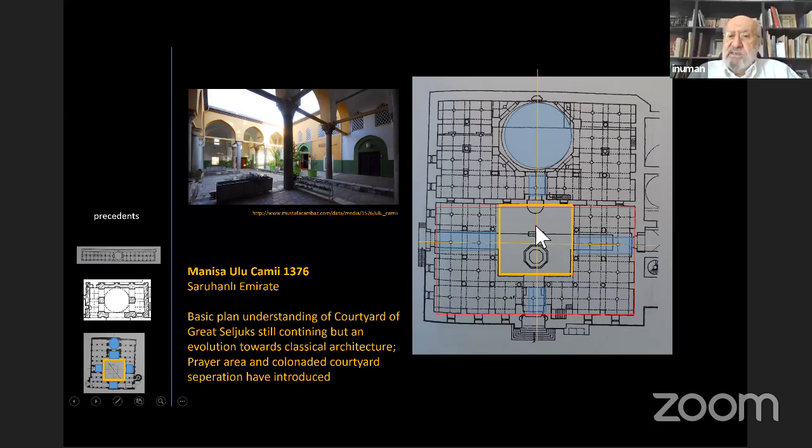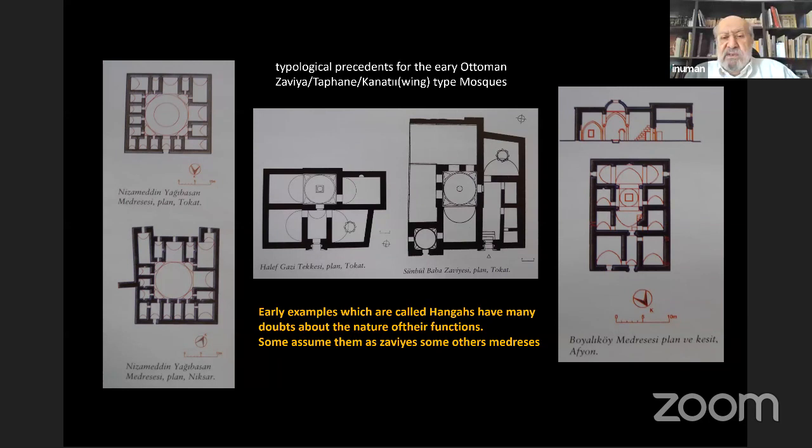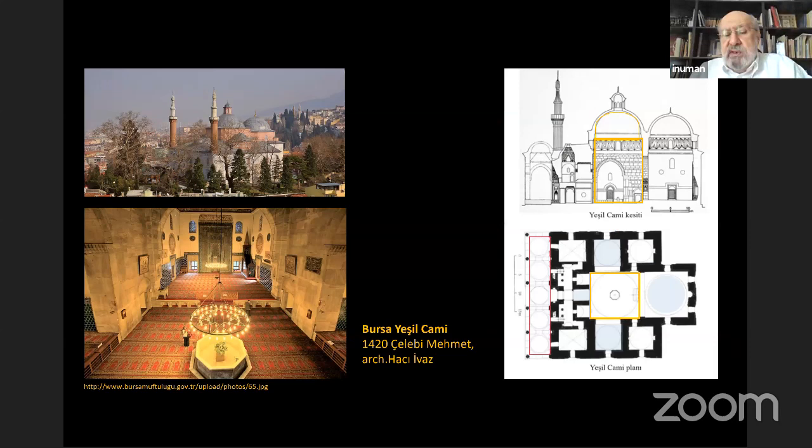On the other hand, early examples, which are called hangars, have many doubts about the nature of their functions, but at the same time, they are used as the zaviyas, and they are the descendants of the houses, house typology. So these are the multifunctional religious buildings, including mosque, including the gathering point of the dervishes, and including giving aid to the poor people. So this typology turned into the mosque architecture of the early Ottoman period, with the wings, or with the sides, or with the zaviyas around.